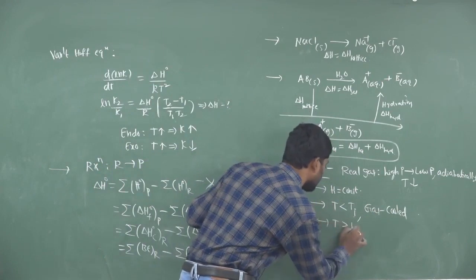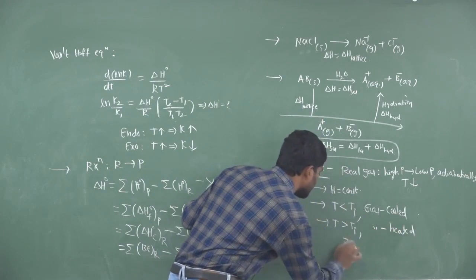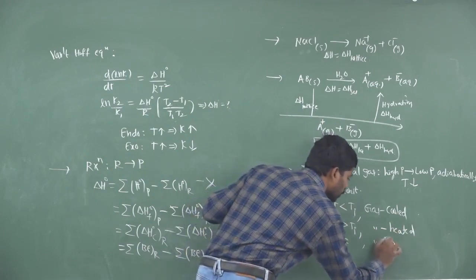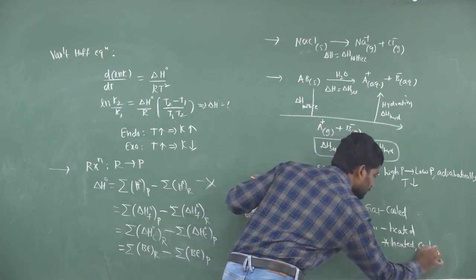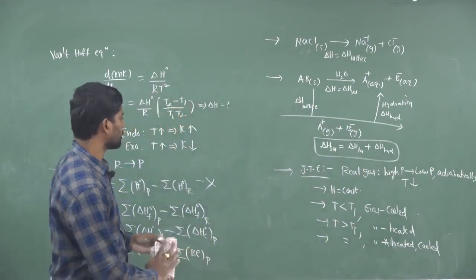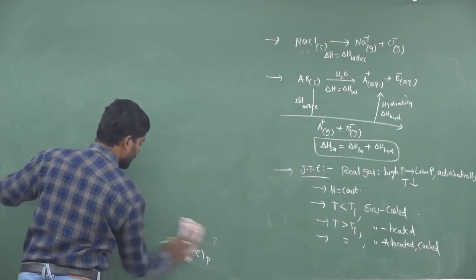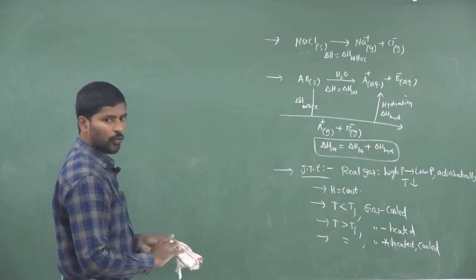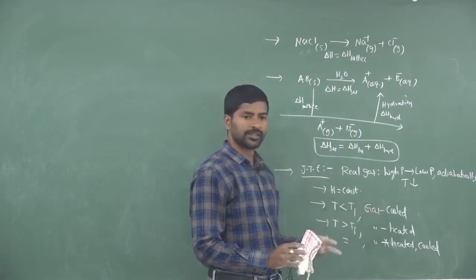If the temperature is greater than the inversion temperature, the gas is heated. If the temperature is equal to the inversion temperature, then the gas is neither heated nor cooled. If you do the Joule-Thomson experiment at the inversion temperature, then gases are neither heated nor cooled. Above the inversion temperature, gases are heated. Below the inversion temperature, gases are cooled.